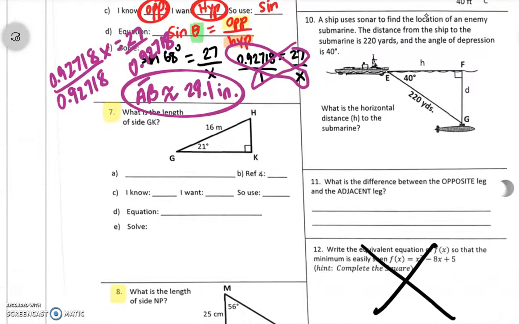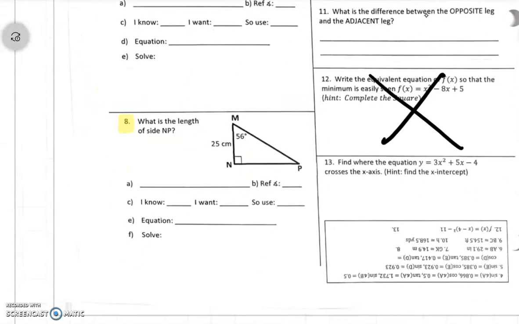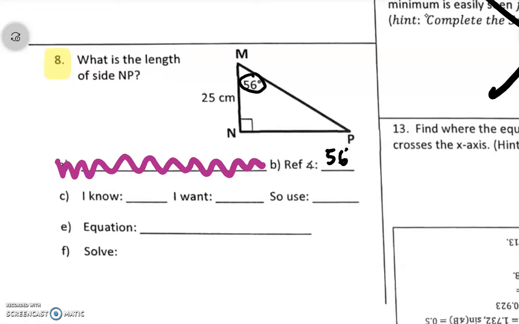I'll leave number 7 for you guys to look at and figure out. Same exact idea. Let's look at number 8. So number 8 says, I told you guys we can skip this A part. What's our reference angle that we're using? We are using this 56-degree acute angle right there. That's our reference angle.